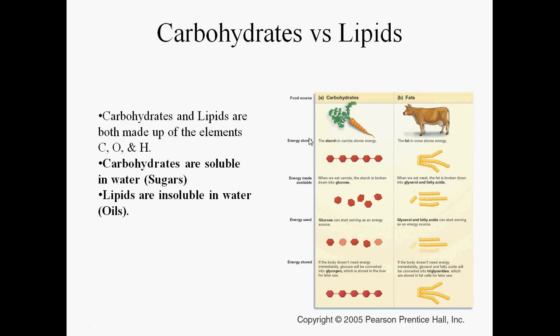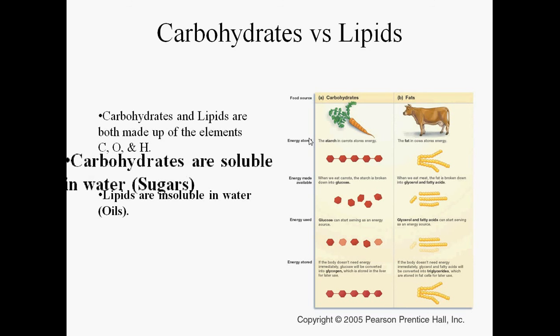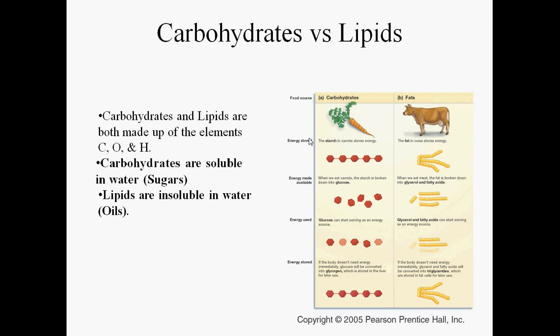So let's discuss real quick. We talked about carbohydrates and lipids so far. Well, what are the differences? If you notice, carbohydrates and lipids are both made up of the same elements: carbon, oxygen, and hydrogen. Well, if they're both made up of these three elements, how can we tell the difference? Well, the major difference is that carbohydrates are soluble in water.